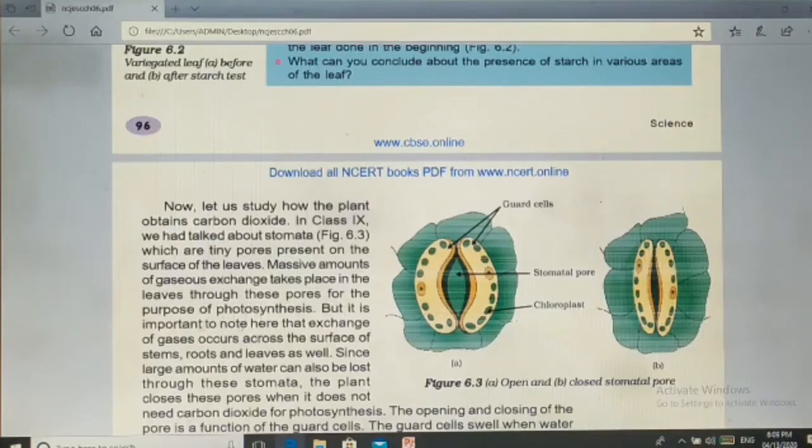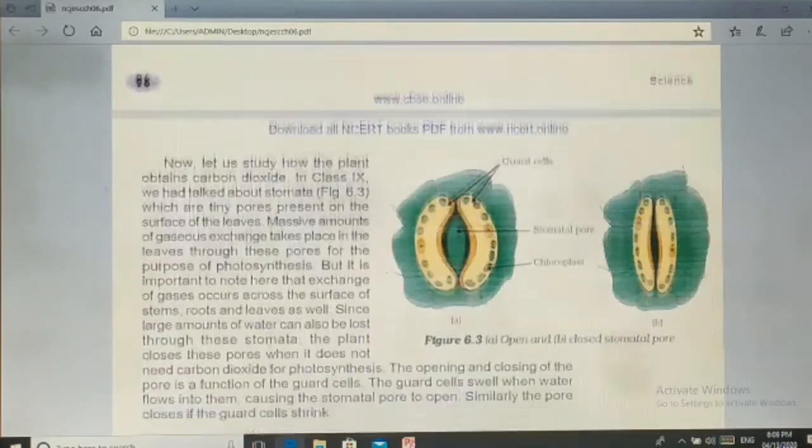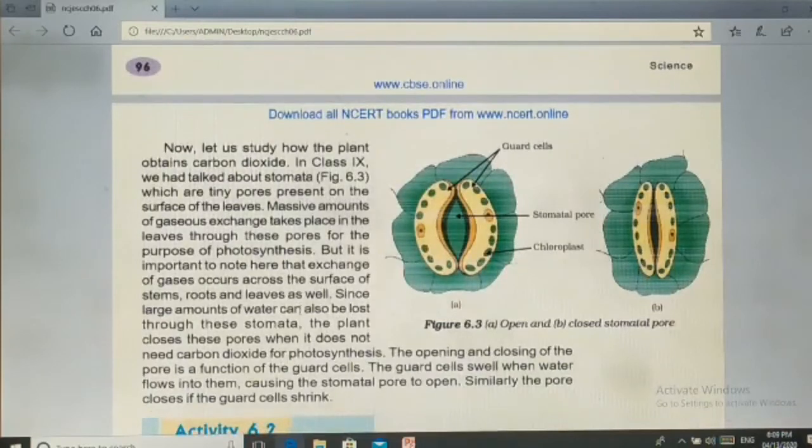But it is important to note that exchange of gases occurs across the surface of stems, roots and leaves as well. Since a large amount of water can also be lost through the stomata, the plant closes these pores when it does not need carbon dioxide for photosynthesis. So here this closing and opening of stomata is important, right?